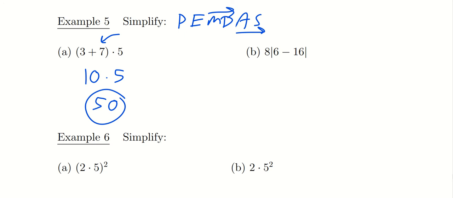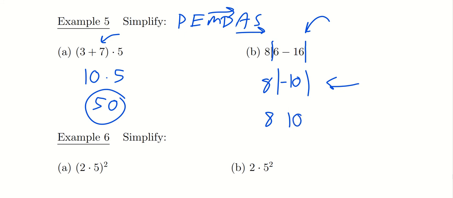In part B, we do have kind of a grouping type symbol, namely that we have absolute value bars. Before we can take the absolute value here, we have to know what number is going to go on the inside. So I do the inside part first. 6 minus 16 is going to give us negative 10. We know how to do the absolute value of negative 10. The absolute value of negative 10 is going to be positive 10.